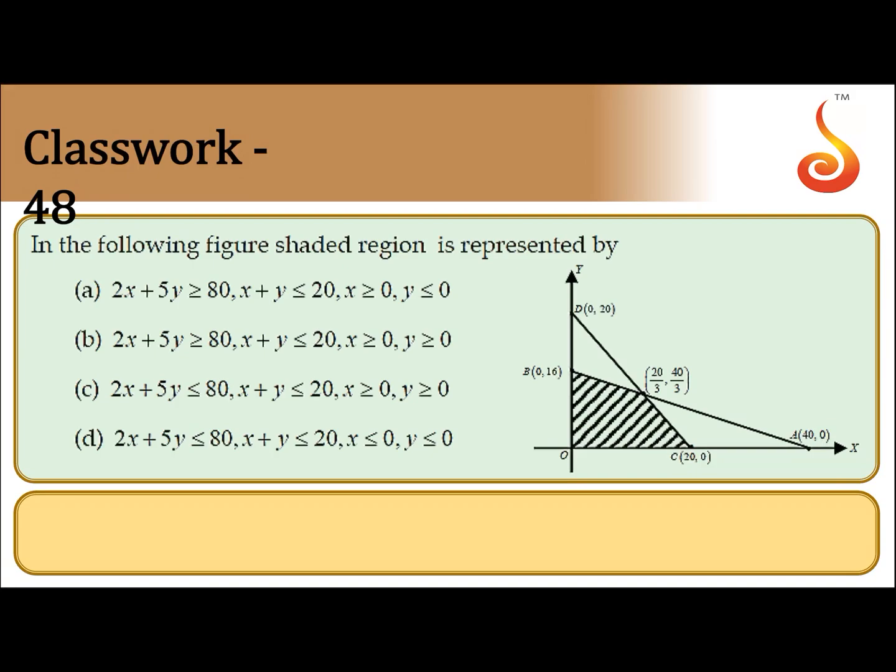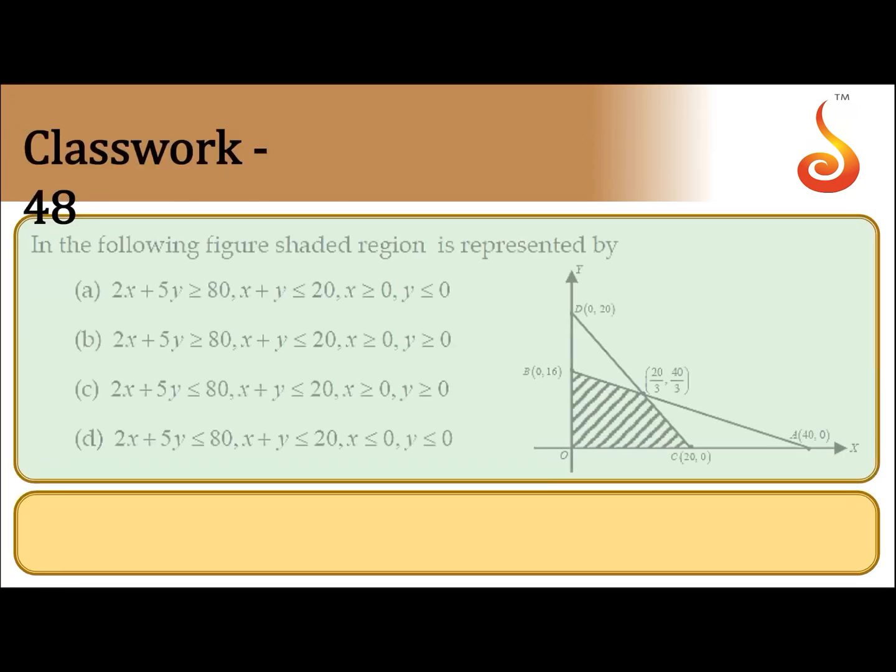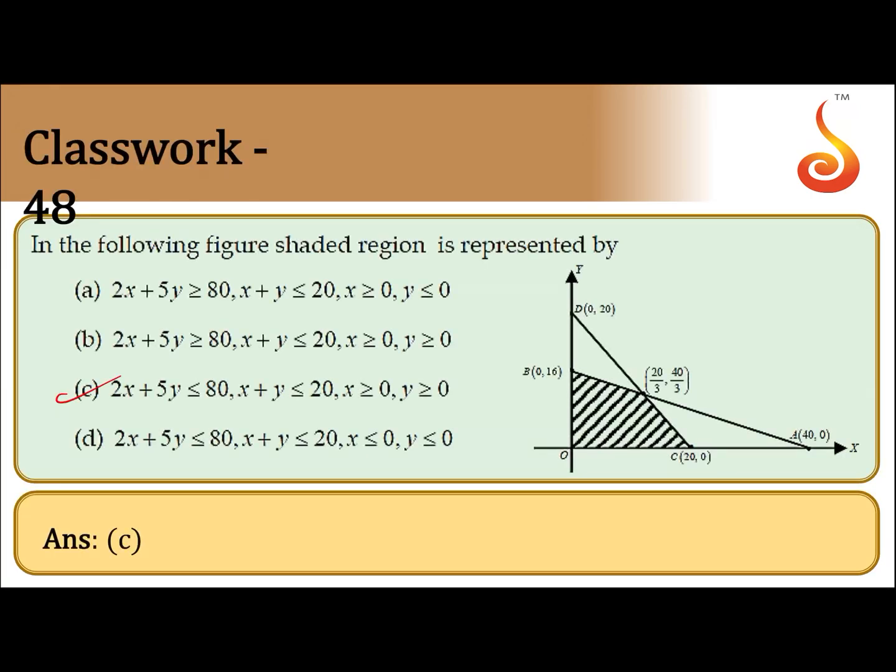Coming to the next one. In the following figure, the shaded region is represented by which option? (0, 0) has to be satisfied here because x is greater than or equal to 0 and y is greater than or equal to 0. The last two are correct, but the B option doesn't satisfy, so you can discard it. And x less than or equal to 0 you can also discard. So the answer is C, the only option.